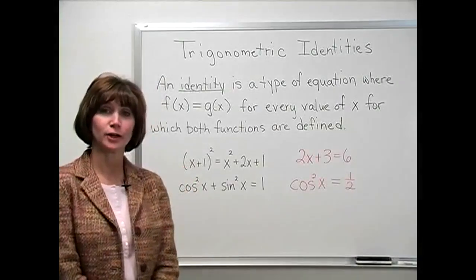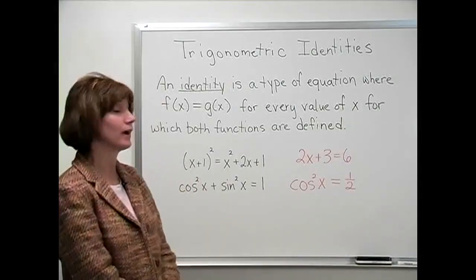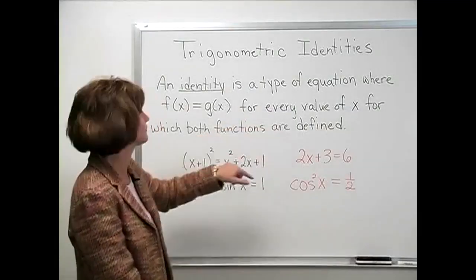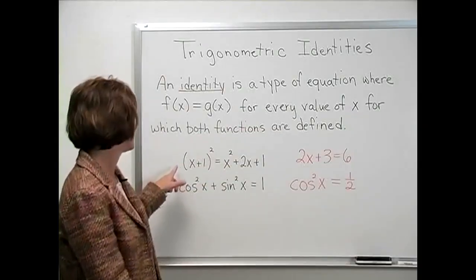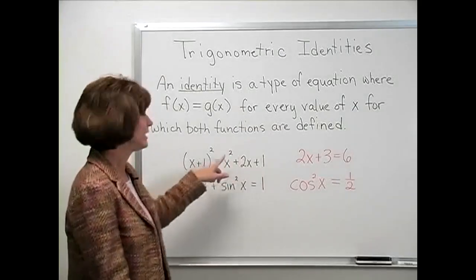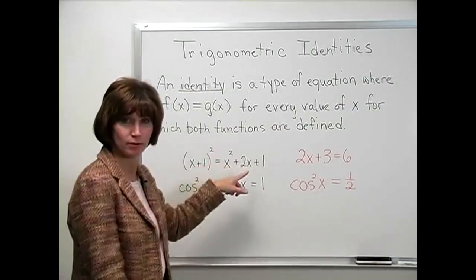Let's take a look at trigonometric identities. An identity is a type of equation where f of x equals g of x for every value of x for which both functions are defined. Look at these examples over here on the left. X plus 1 quantity squared equals x squared plus 2x plus 1. It doesn't matter what value of x you plug into it, the left side will always equal the right side.